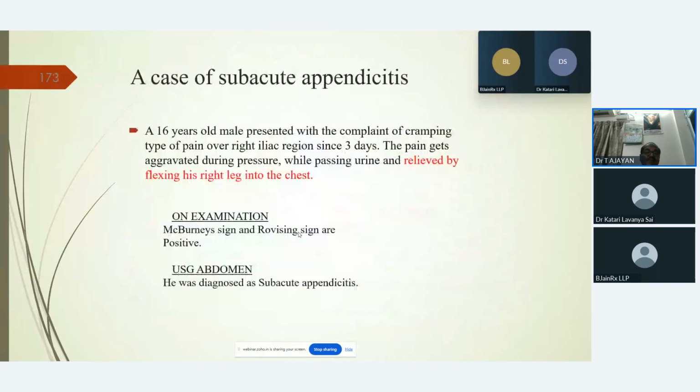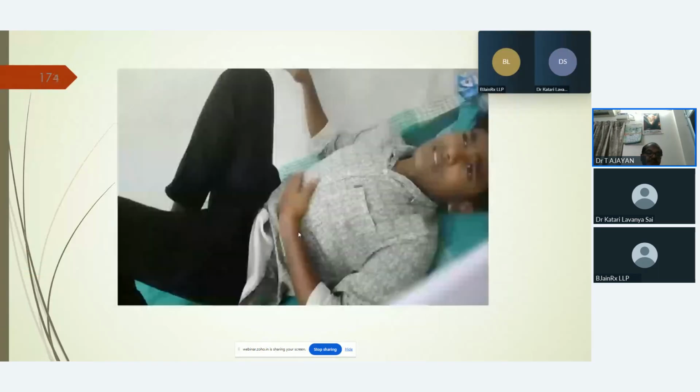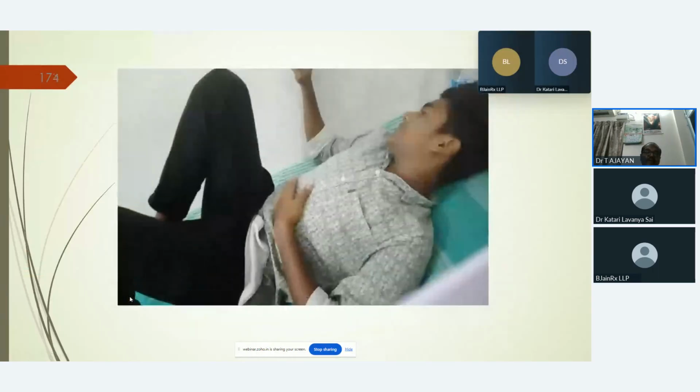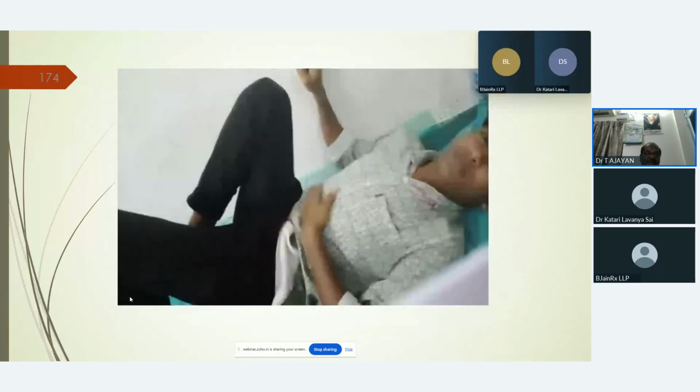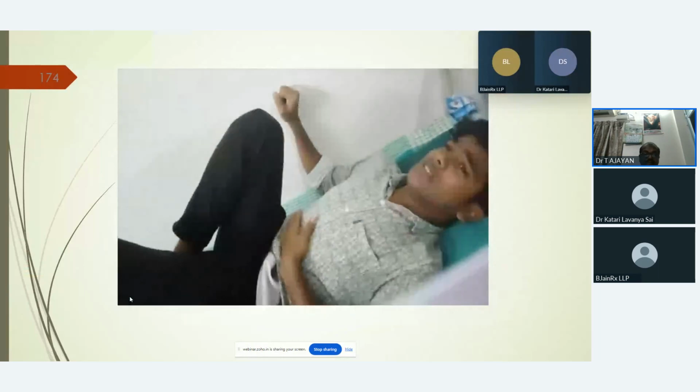Okay. It's a case of subacute appendicitis. A 16-year-old male, whose pain is aggravated by pressure while passing urine and relieved by flexing his right leg towards the chest. Look here, this video helps you. It's an appendicitis. Look at the face of the patient. The boy always flexes his right knee, but the left leg is extended. I asked why he is flexing his knee. He says, otherwise the pain is aggravated.